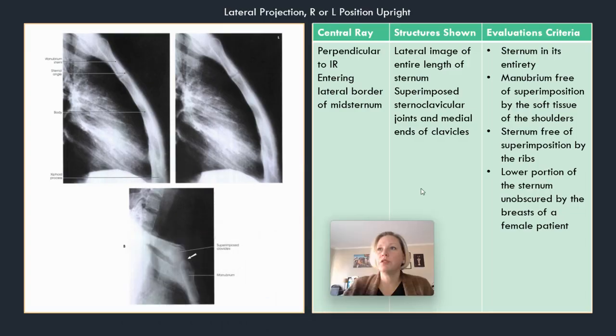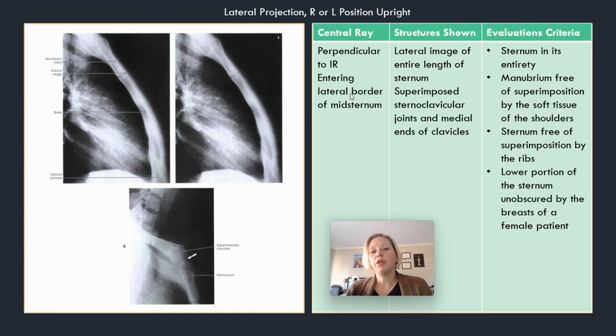All right, so your central ray should be perpendicular to your IR, entering at the lateral border of the mid-sternum. The structures shown in the lateral image should show the entire length of the sternum, superimposed sternoclavicular joints, and medial ends of the clavicle.